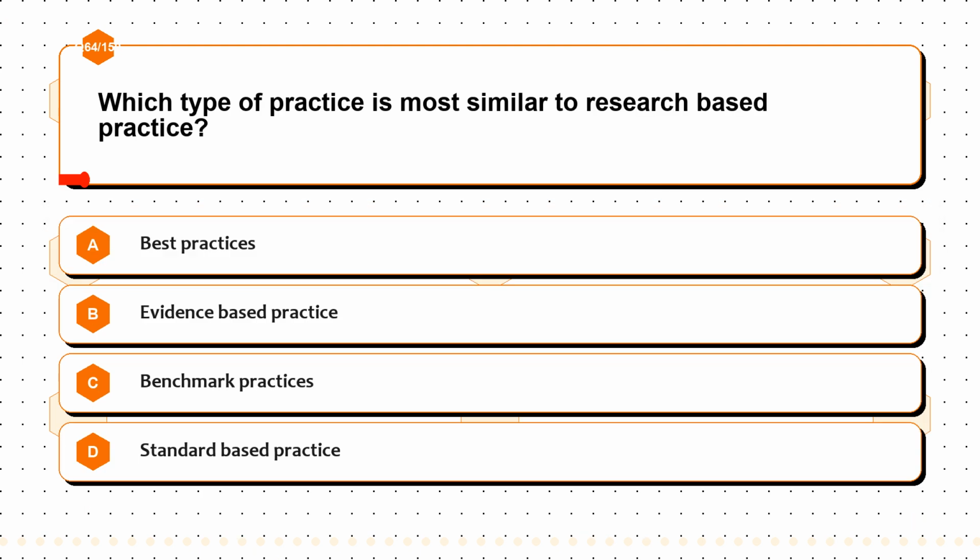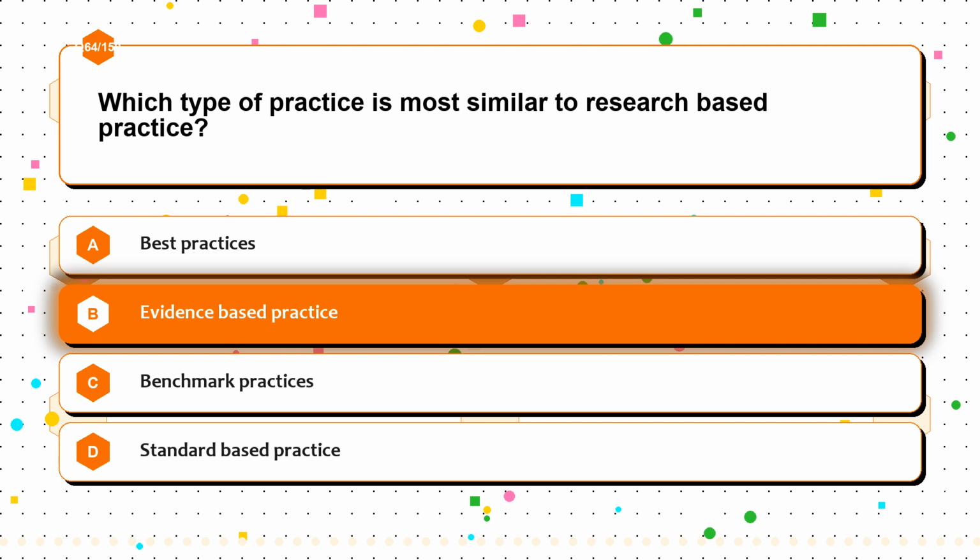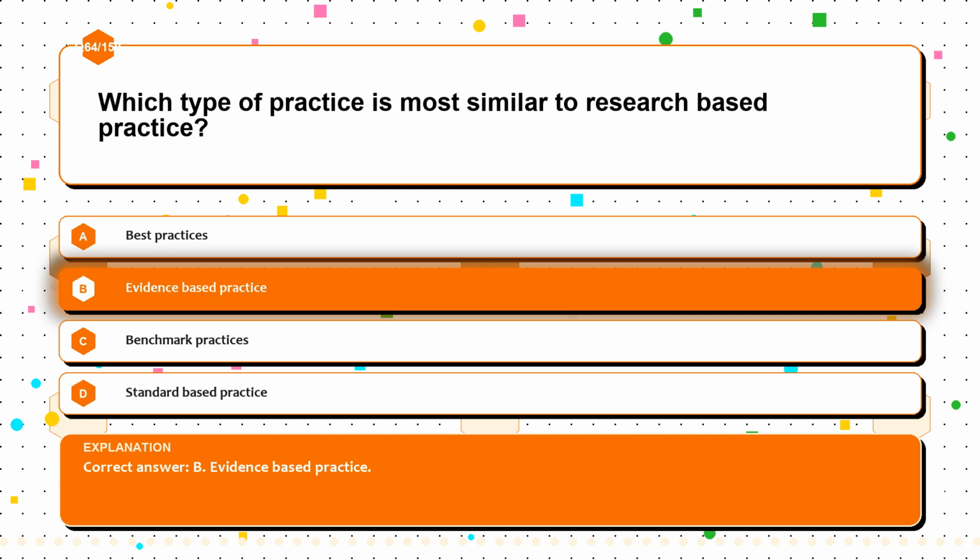Question 64. Which type of practice is most similar to research-based practice? Here are the options. Option A. Best practices. Option B. Evidence-based practice. Option C. Benchmark practices. Option D. Standard-based practice. The correct answer is option B. Evidence-based practice. Correct answer B. Evidence-based practice.